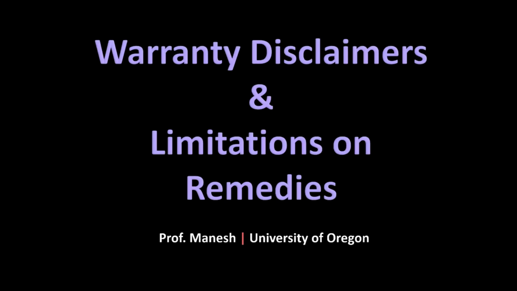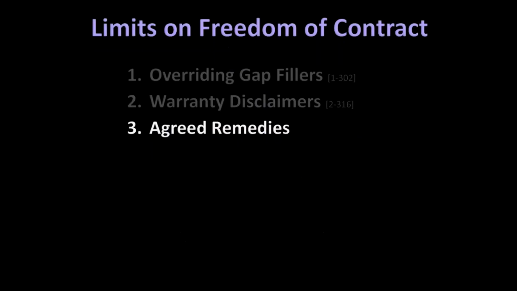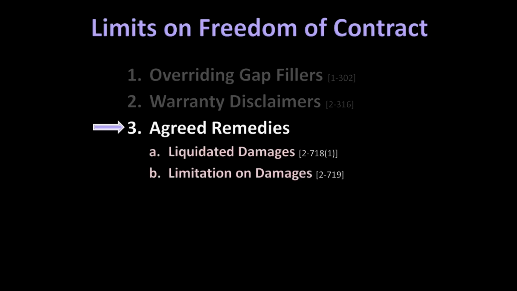In this video, we will conclude this week's module by looking at the limits Article 2 places on the freedom of contract in the specific context of agreed remedies. That is, terms in the parties' agreement addressing the kinds of remedies that may or may not be available in the event of a breach. And in particular, we will look at two types of agreed remedy terms: liquidated damages provisions and provisions that limit the amount or type of damages available in the event of a breach.